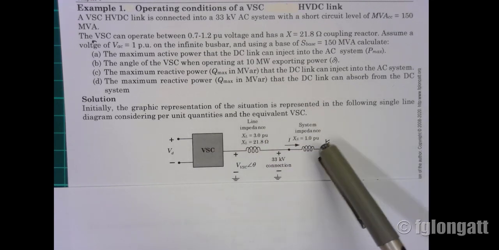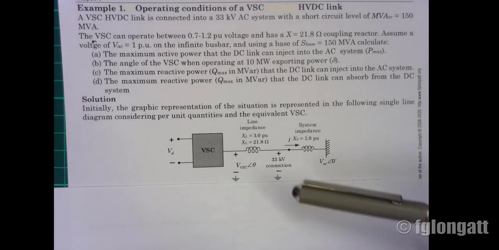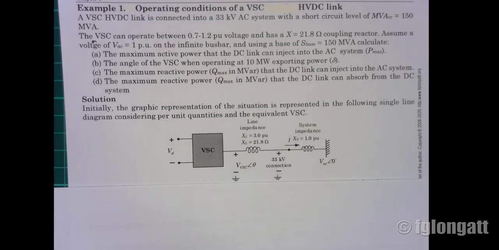And the system has a reactance that is coming from this short circuit level. All my students must remember that the reactance of that system is equal to 1 per unit based on this 150 MVA. I will not discuss it here, but all my students know that. If not, go to my short circuit analysis classes. This is the bus bar for the 33 kV connection.